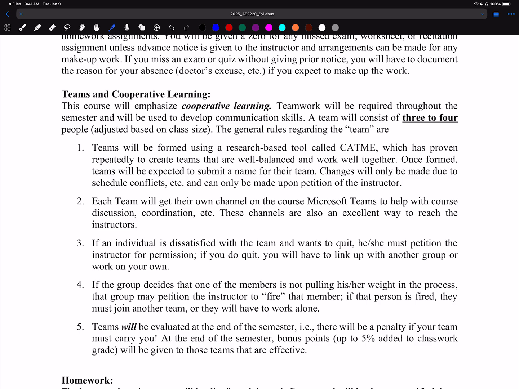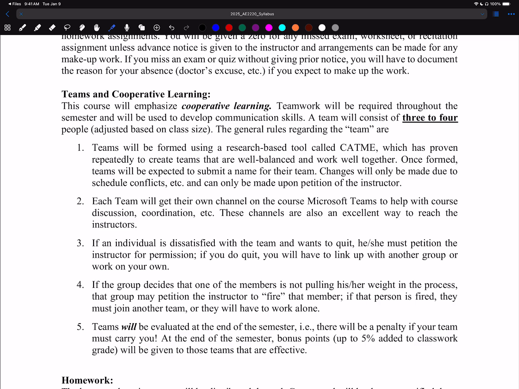This is a research-based tool that basically takes into account your availability based on the schedule you give it, when you want to work on things, your leadership style preferences, and other factors, and then builds optimal teams based on evidence-based research.